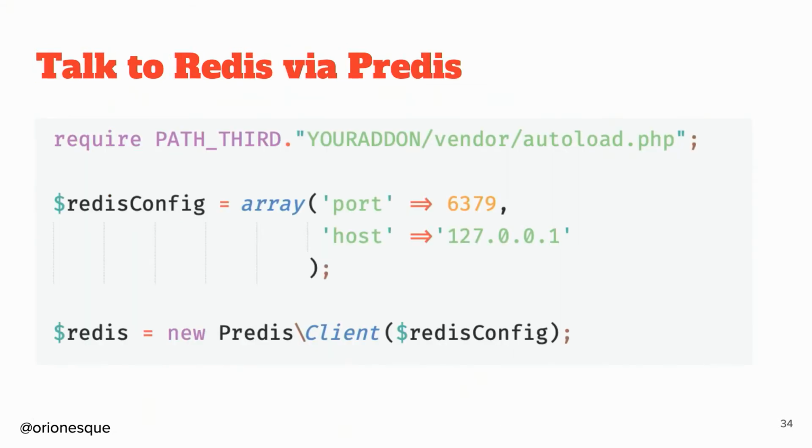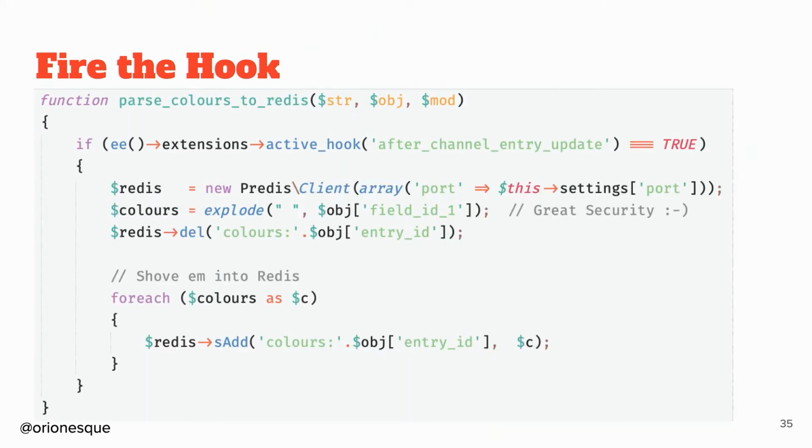Okay, so we require the autoload, which TJ is the expert on. And we just bring up a new Redis client. It's wonderful. There's a whole ton of options you can go for in the config, one of which is to have a persistent connection. So if you're throwing a whole ton of data at the Redis client, that might be optional for you. So when we fire the hook, we simply grab a new Redis client, and in this case, excuse my bad code, we just simply explode this field. It's great security because EE is handling all that for us, isn't it? We then are deleting this key that's going to be called color:1 because we're just going to flush it basically.